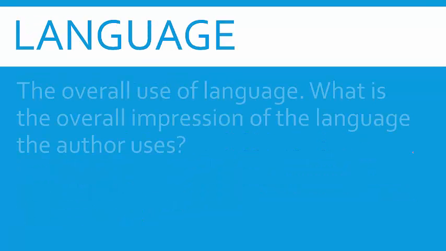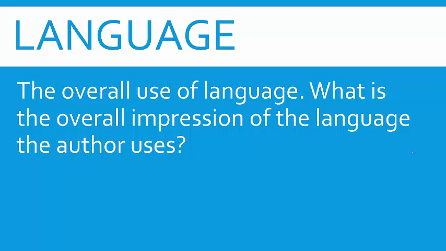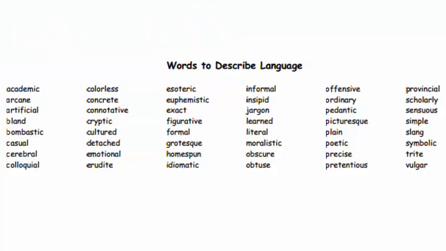Next up, we have language. In language, we look at the overall use of language. So what is the overall impression of the language the author uses? Some words to describe language, and you do not need to memorize all of these, but good ones to know: colloquial, formal, and informal are great to know.